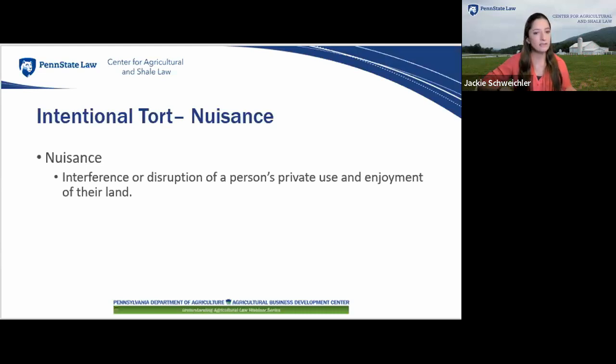As I mentioned, most of the laws that we'll talk about today prevent negligence lawsuits, but the right to farm law in Pennsylvania can offer some protection from nuisance lawsuits that are brought against farmers.